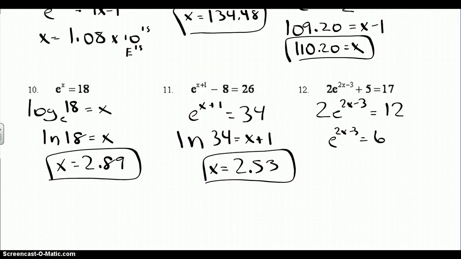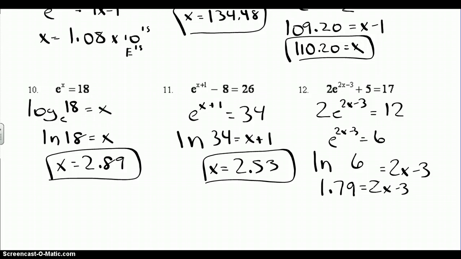And now I can rewrite in logarithmic form. So I have natural log of 6 equals 2x minus 3. That simplifies to 1.79 equals 2x minus 3. Add 3, divide by 2, you get your final answer of 2.40. Okay, so that's problems 1 through 12 on the expanded review.